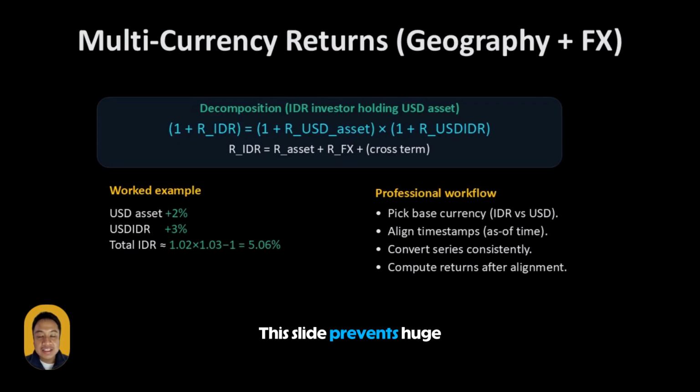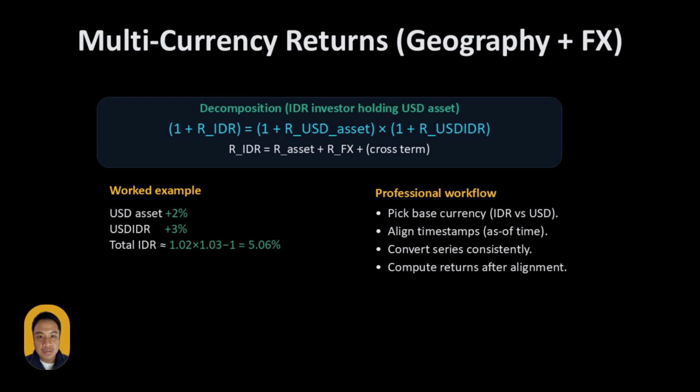This slide prevents huge real-world errors when you mix geographies. If you hold a USD asset as an IDR investor, say US bond returns plus 2% in USD, and USD/IDR moves plus 3%, so USD strengthens versus IDR. Then IDR return is approximately 1.02 times 1.03 equals 5.06%. Not exactly 5% because of the cross term.